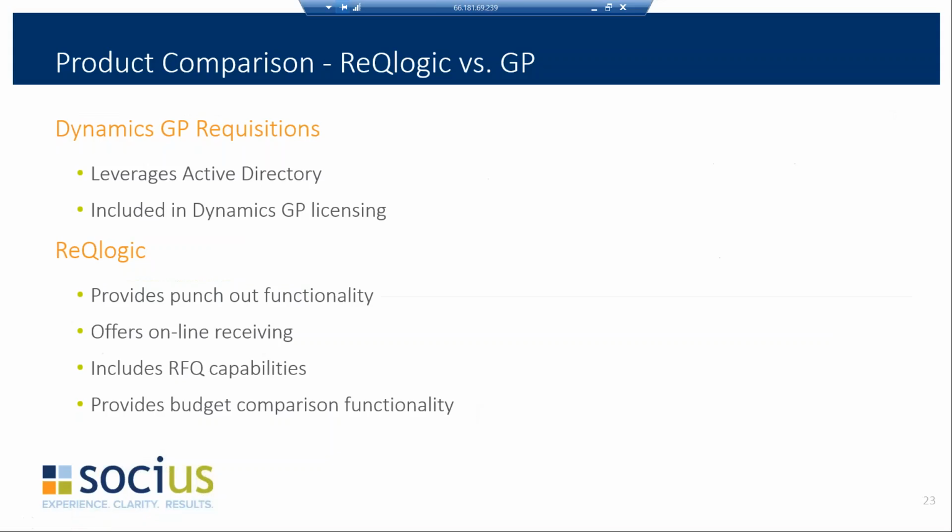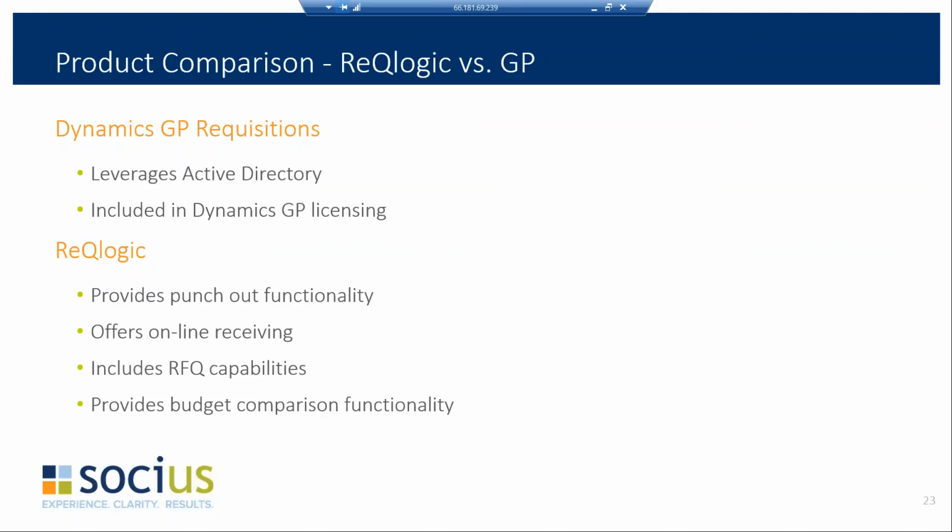So to give you a little bit of comparison, Dynamics GP requisitions leverages Active Directory. It's included in your Dynamics GP licensing, which makes it a real advantage. What it can't do, for instance, is the punch-out functionality, which in many cases is not a big deal, but for others it becomes very important. So ReQlogic provides the punch-out functionality.